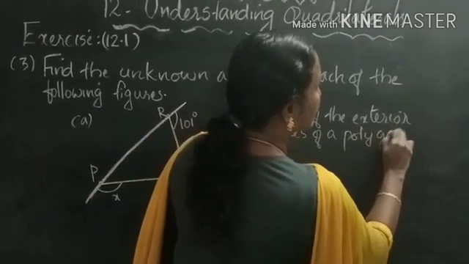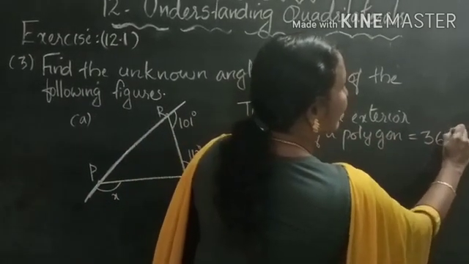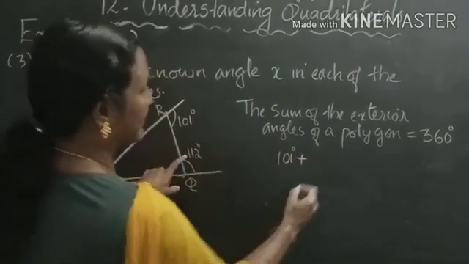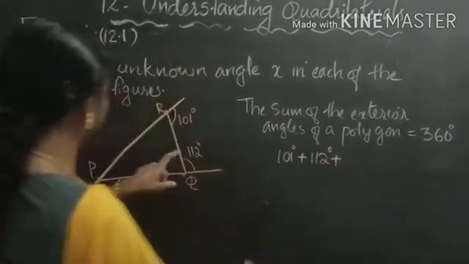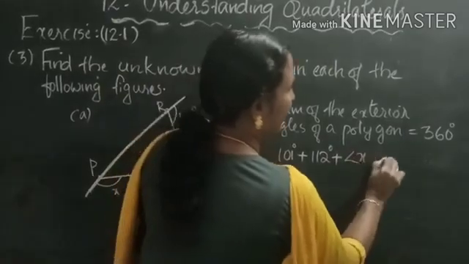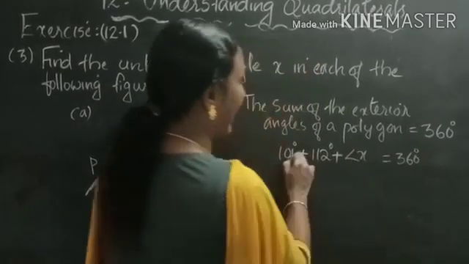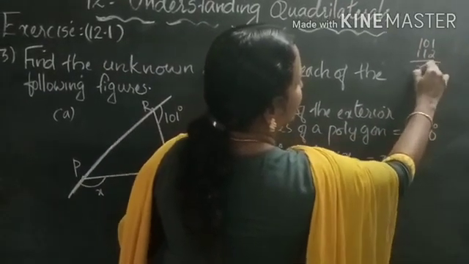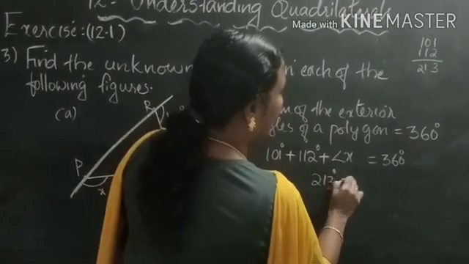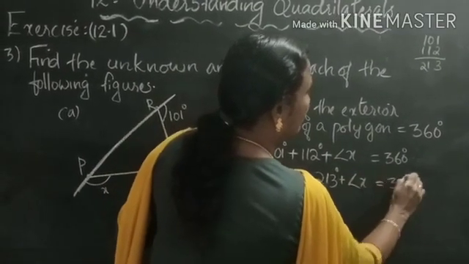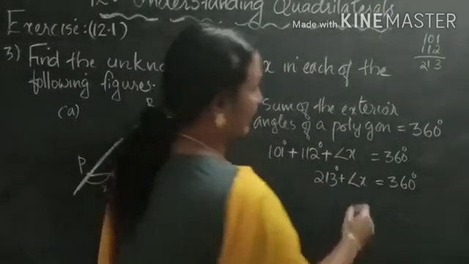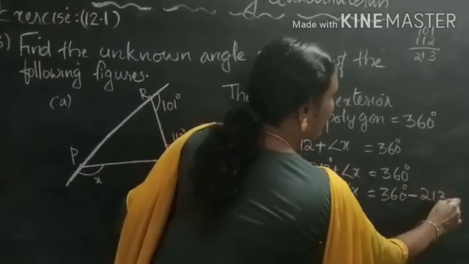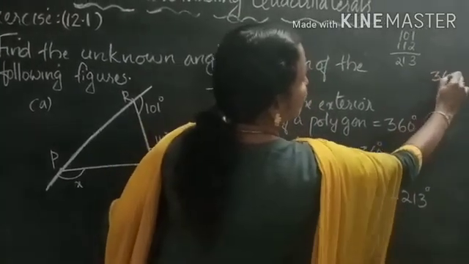The sum of the exterior angles of a polygon is 360 degree. So adding 101 plus 112 plus angle x is equal to 360 degree. Adding 101 and 112 gives 213 degree, plus angle x is equal to 360 degree. Angle x is equal to 360 minus 213.